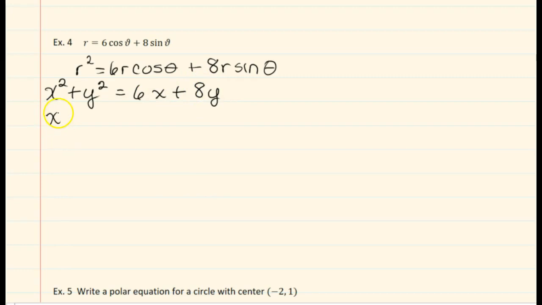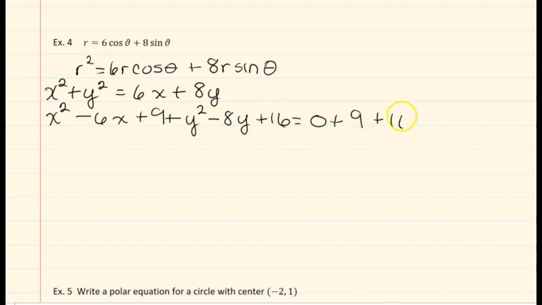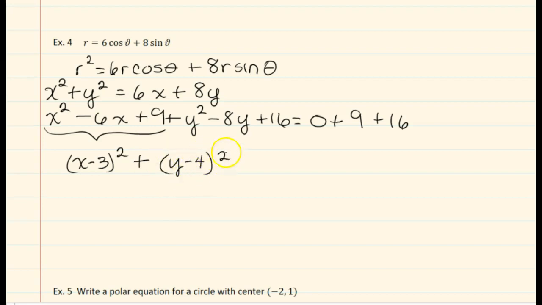Now we have it in rectangular, we make it look like a circle equation by completing the square. So reorganizing, we have x squared minus 6x plus y squared minus 8y is equal to 0. Notice the spaces that are left after the 6x and the 8y. In particular, we add both 9 and 16 to both sides so that we can regroup our equation and factor so that we have x minus 3 squared plus y minus 4 squared is equal to 25. So we can now see that this is a circle with the center at 3, 4 and a radius of 5.